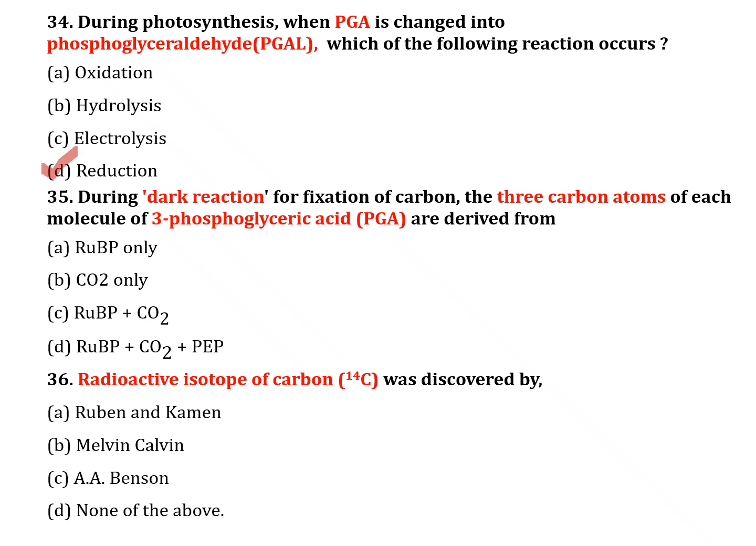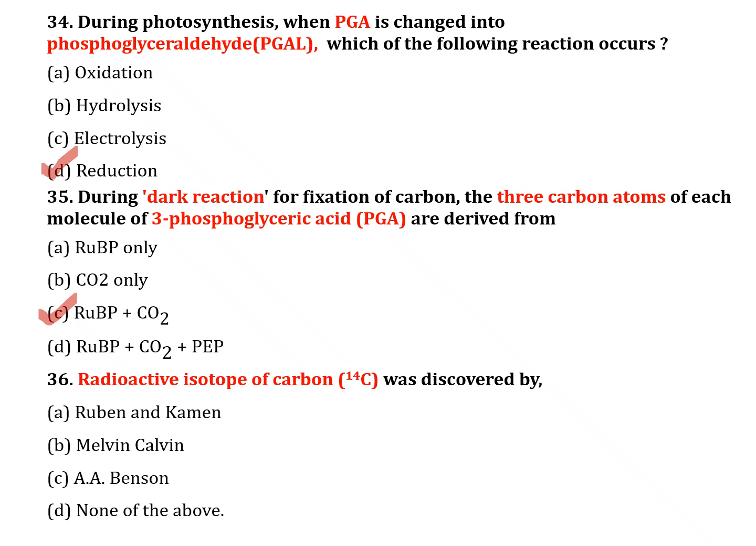The next question, number 35. During the dark reaction, for fixation of carbon, the 3 carbon atoms of each molecule of 3-phosphoglyceric acid are derived from option A, RuBP only. Option B, carbon dioxide only. Option C, RuBP plus carbon dioxide. Option D, RuBP plus carbon dioxide plus PP. The correct answer is option C, RuBP plus carbon dioxide.